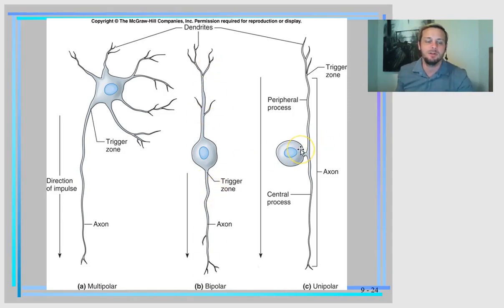And then unipolar, you'll find these in a lot of the ganglia out in the peripheral nervous system. And you can see that the trigger zone for this, instead of being at the axon hillock, it's way down here at the end of the dendrites. And so it just kind of bypasses this soma and acts like just one little signal. So all you have to do is trigger that, and then it's going to send it. And so we see these again in ganglia out in the peripheral nervous system.